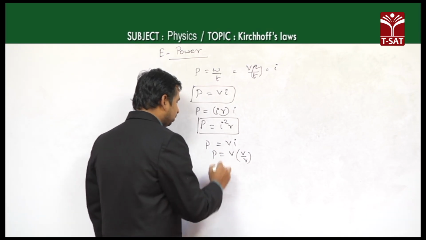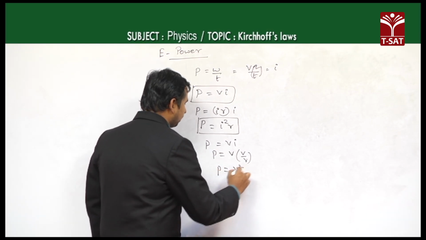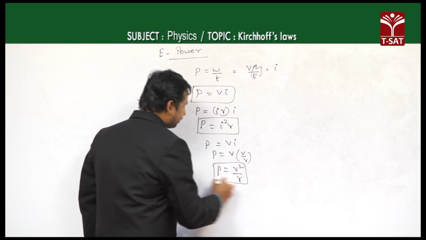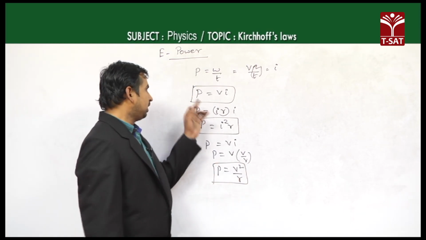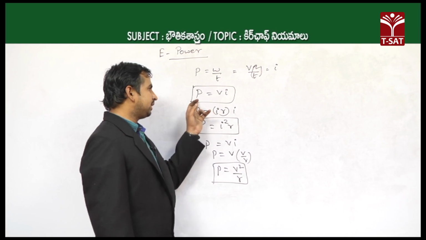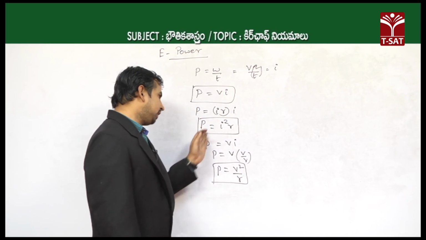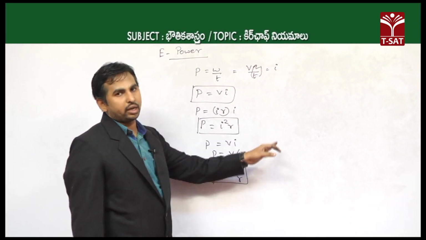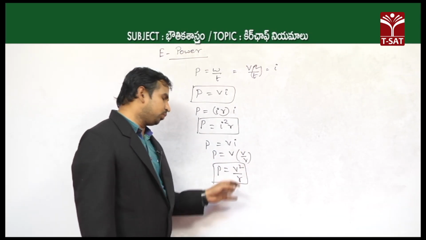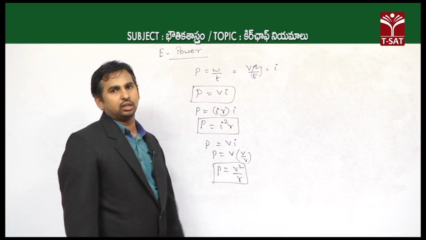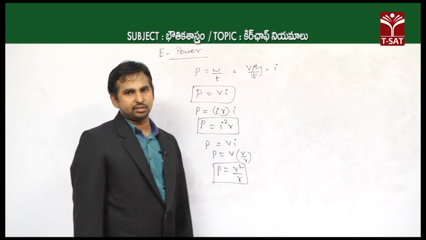Then P is equal to, then finally it becomes V square by R. Like this, depending on the given problem, the electric power we can write as P is equal to V into I, the voltage and current relation, and P is equal to I square R, the I and R relation, and P is equal to V square by R, in terms of voltage and resistance.